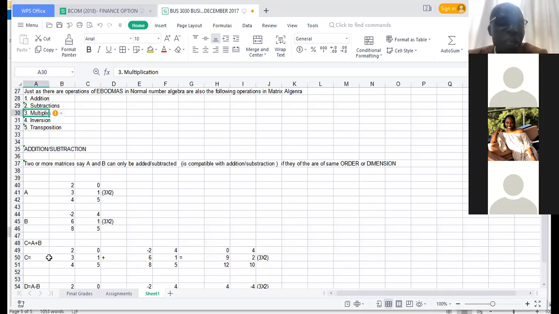Just note that we will start with multiplication on Thursday. Thursday we'll start with multiplication. Let me post this for you now. Just now the presentations. Then you go back and review matrix algebra. What we have done.